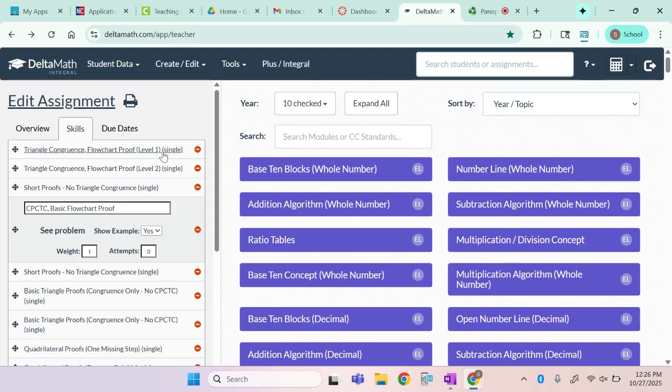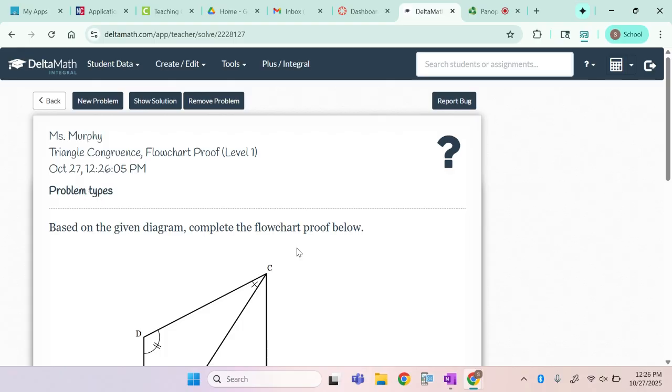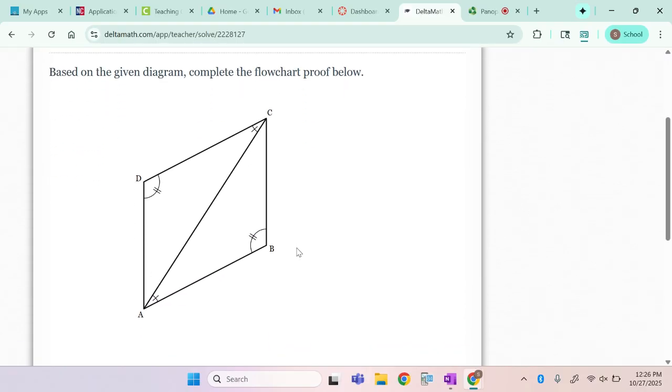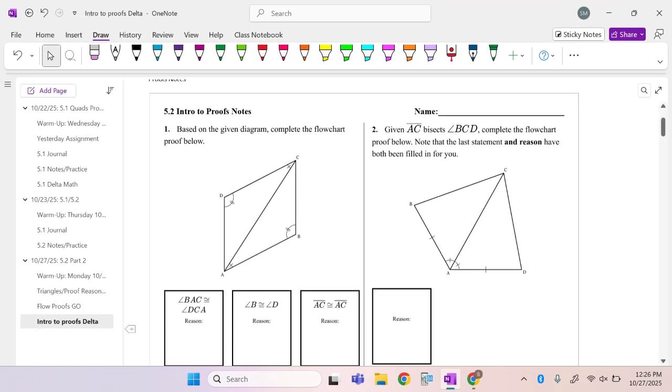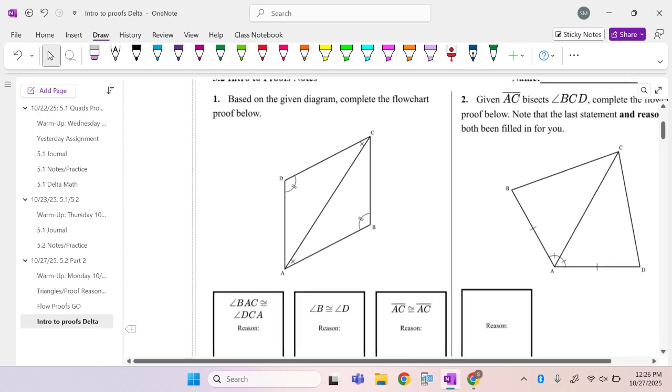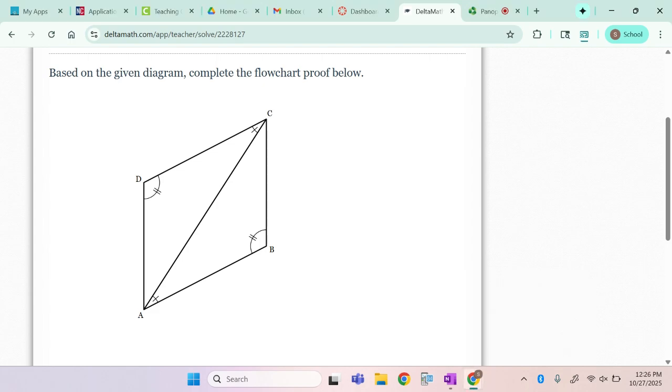So once you get there, click on the very first one. It'll be number 1 on your paper. So it looks like this. So it's 5.2 intro to proofs. We're doing the very first one together. Yeah, very first one.